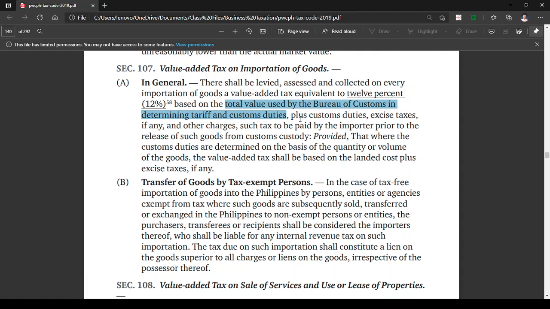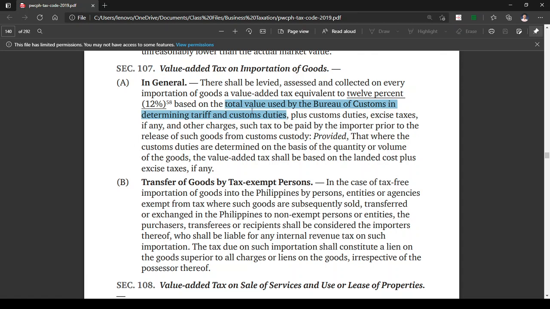Right? So hindi specifically na gross sales or gross receipts ang basis natin dito sa importation of goods, kundi yung ginagamit ng Bureau of Customs sa pag-determine ng mga tariff and custom duties na babayaran ng mismong business.